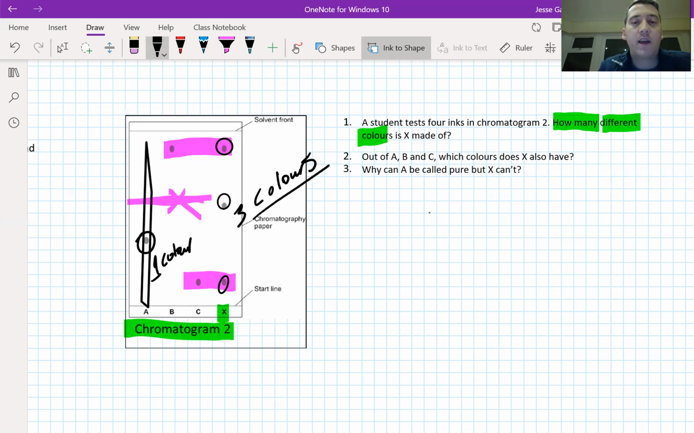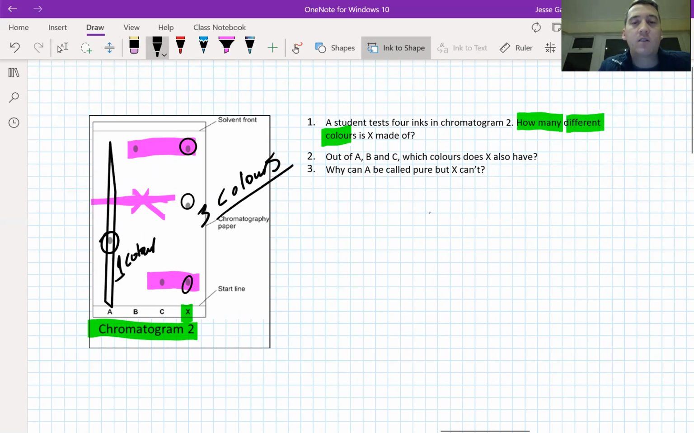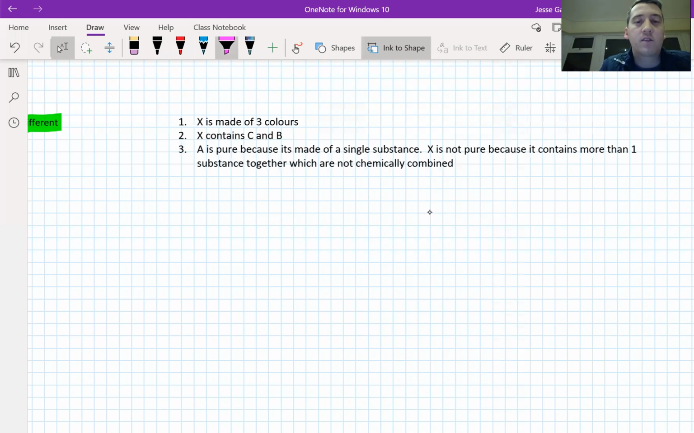So that means that A is pure because it is made of a single substance or a single dye. That's the key bit there. X is not pure because it contains more than one substance together, which are not chemically combined. So I'm using my definition for a mixture there.